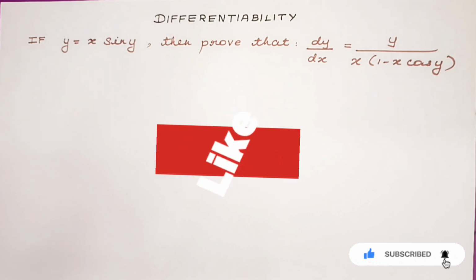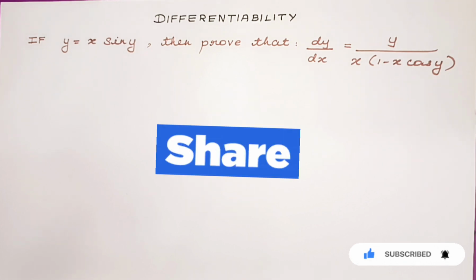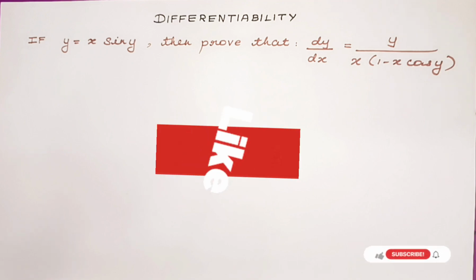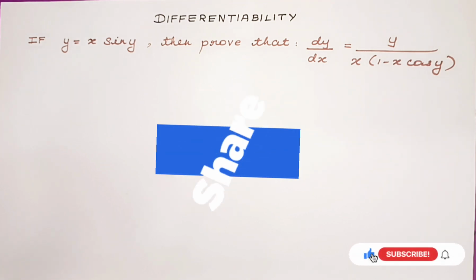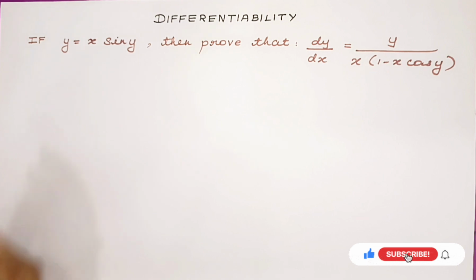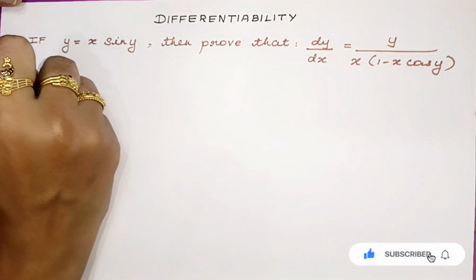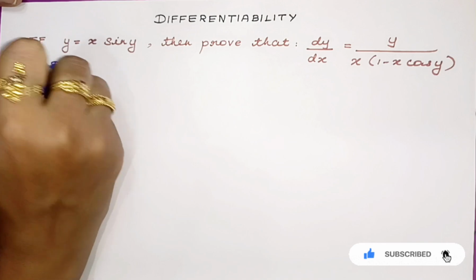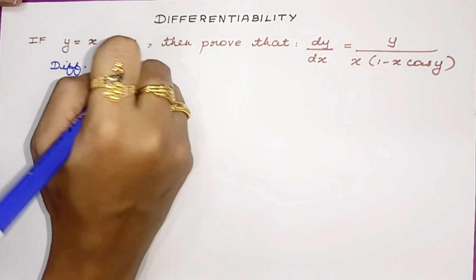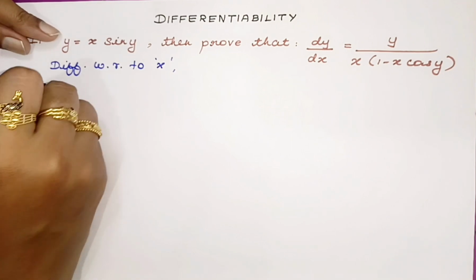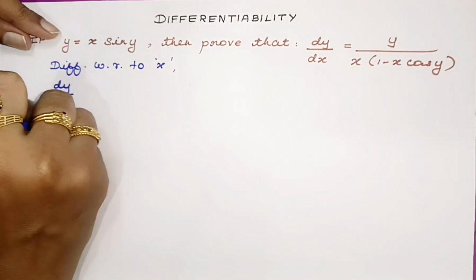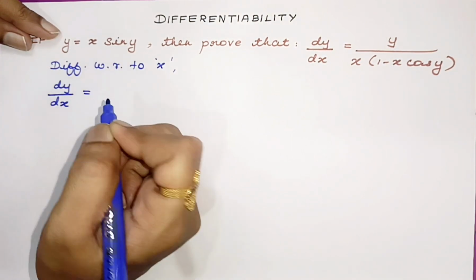If y is equal to x into sin y, then prove that dy by dx is equal to y by x into 1 minus x cos y. So this is the question. First of all, we have to differentiate this term with respect to x. On the left hand side, y is there, so we take it as dy by dx.